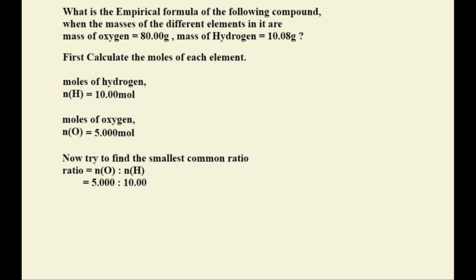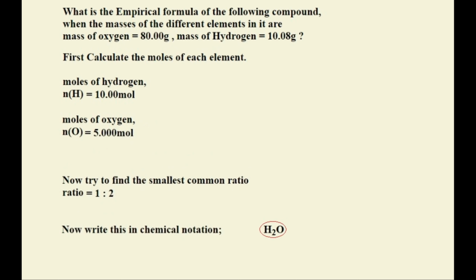We substitute the amount of moles into it, and we find that 5 is the greatest common factor. And after dividing these numbers by 5, we get a very simple ratio of 1 to 2. And the last stage is to express this ratio as a chemical formula, H2O, which everybody knows is water.